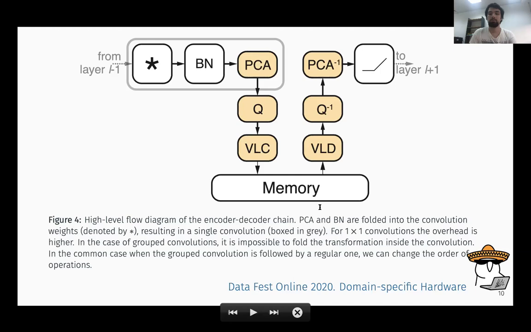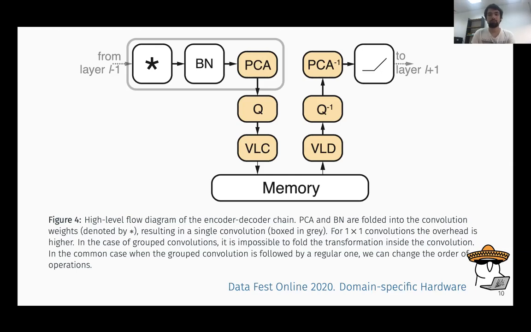And we perform the same chain backward when we read the data. We decode the Huffman coding, apply inverse quantization, inverse PCA, activation, and pass it to the next convolution. Since PCA is applied along the channel direction, we can regard it as a one-by-one convolution. And one thing we can do to reduce the computational overhead is to fold it together with the batch norm and the convolution, which means we only need to calculate inverse PCA and Huffman coding as compared to usual inference.